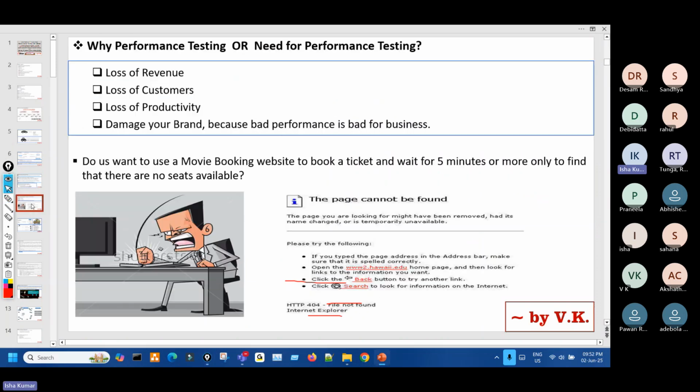Why is performance testing needed? Performance testing is needed to save the loss of revenue, loss of customers, loss of productivity, and damage to your brand. Let us assume there are two or three platforms that provide a movie ticket booking feature. But if you are on one website and it's very slow, you will go to the next website. You will not stay there.